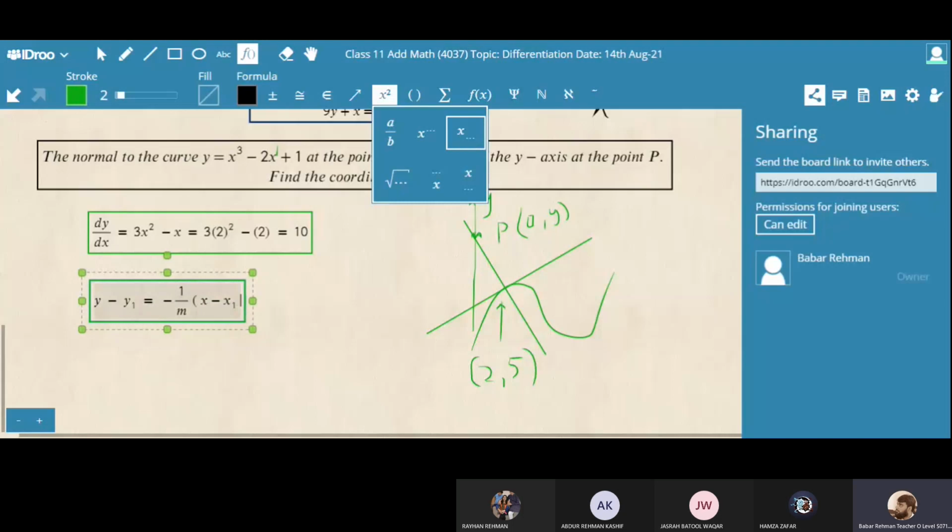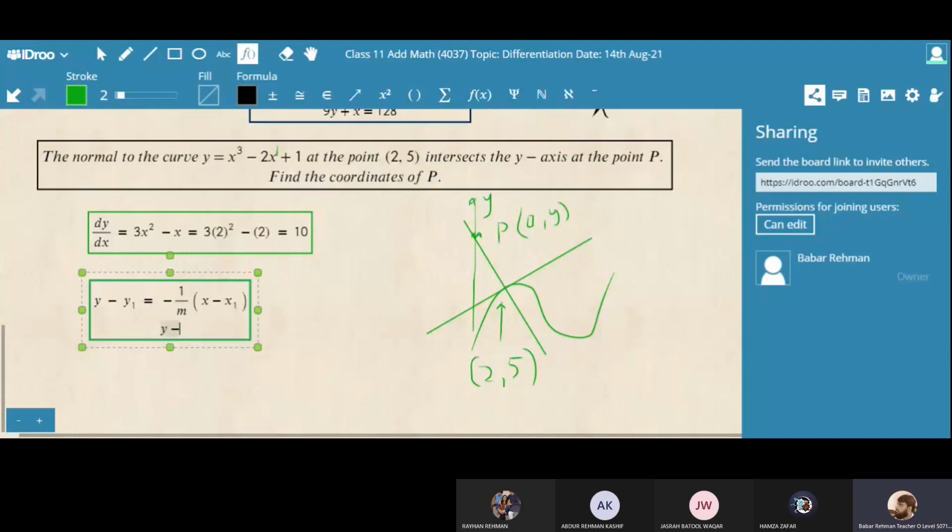Now substitute. What is the coordinate of x1 and y1? 2, 5. So we input here y minus y1, what is y1? 5, is equal to negative 1 upon, what is gradient? 10, times x minus x1, what is x1? 2. I hope you did the same.